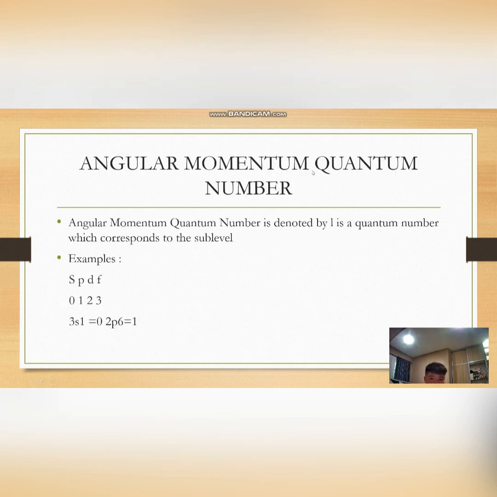Angular momentum quantum number. The angular momentum quantum number is denoted by l. It is a quantum number which corresponds to the sublevel. Examples: s, p, d, f. s is 0, p is 1, d is 2, and f is 3. 3s1 has l equal to 0 and 2p6 has l equal to 1.